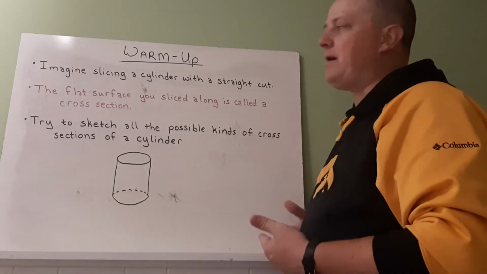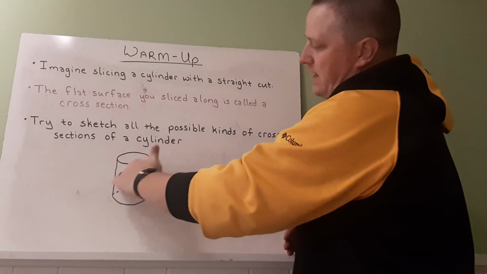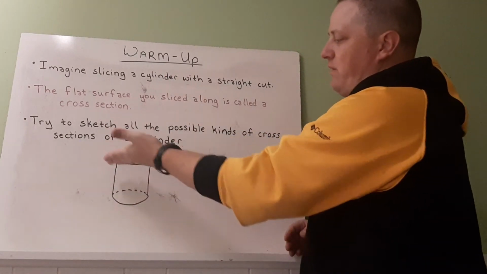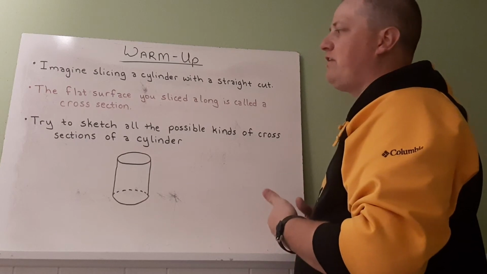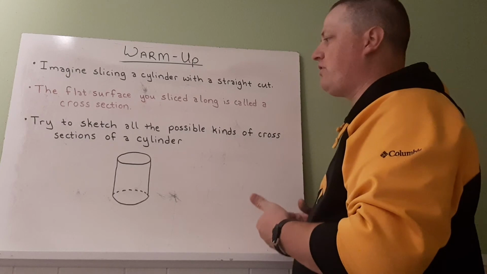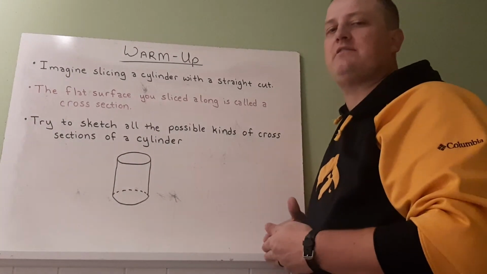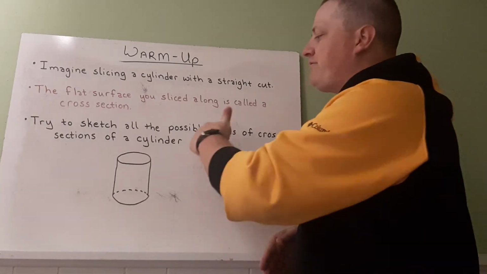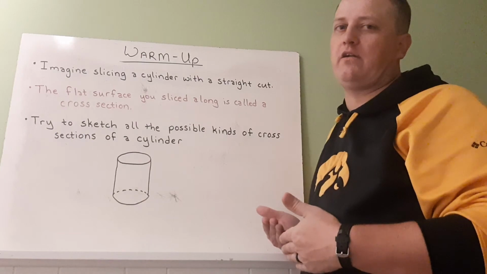All right, your warm-up is to imagine slicing a cylinder with a straight cut. So we're going to cut through the cylinder in different ways. All right, the flat surface you sliced along is called a cross-section. Try to sketch all the possible kinds of cross-sections of a cylinder. So try and come up with as many cross-sections as you think would happen from slicing through the cylinder. Bring those to class tomorrow and they will start our discussion.